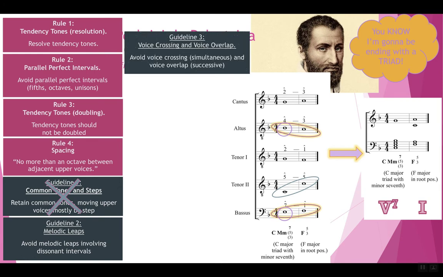Wow, there's more. Guideline number 3, voice crossing and voice overlap. Typically, you want to avoid voice crossing. I have a picture of this on a later screen, but that means that tenor 2 is above tenor 1 at this particular moment in time. So that's simultaneous. And then voice overlap. This is also voice overlap, but voice crossing is the biggest one. We have a screen later, but because he's going up on this note, tenor 2 is going above where tenor 1 was before it, that's also called voice overlap.